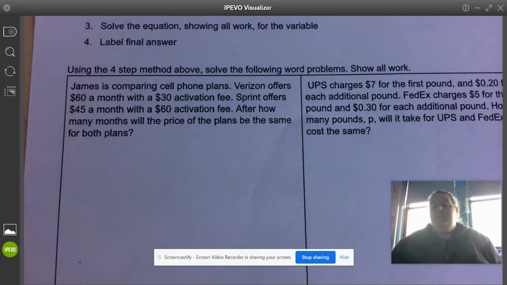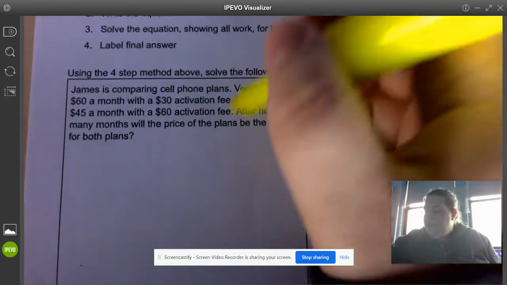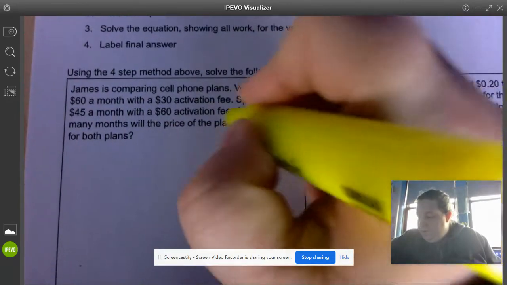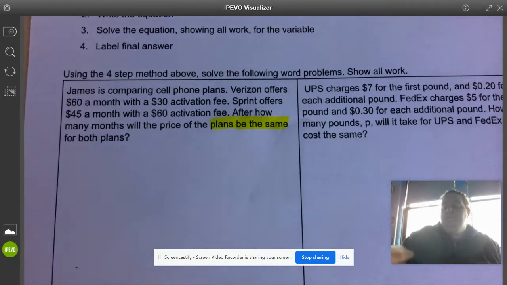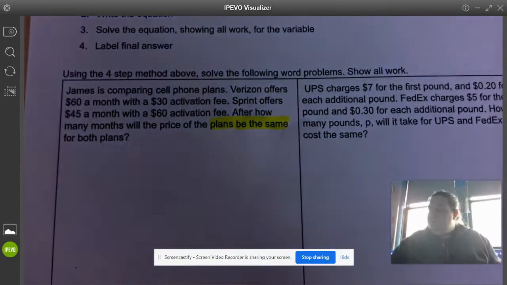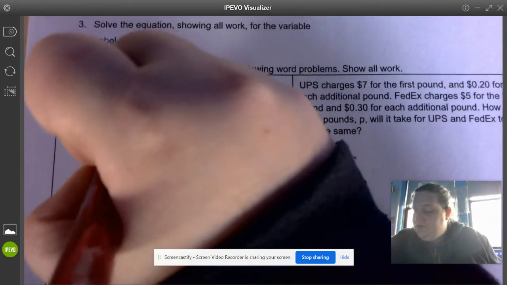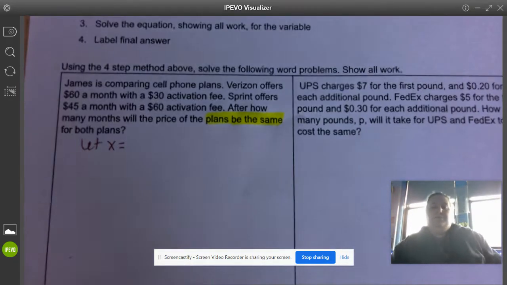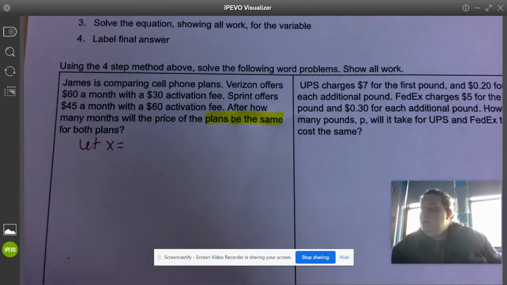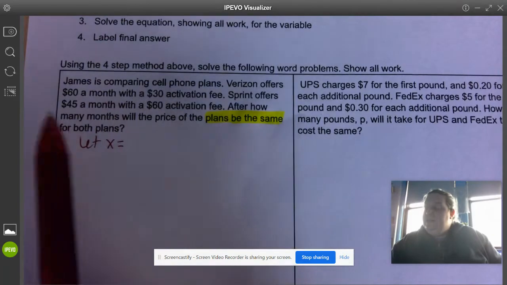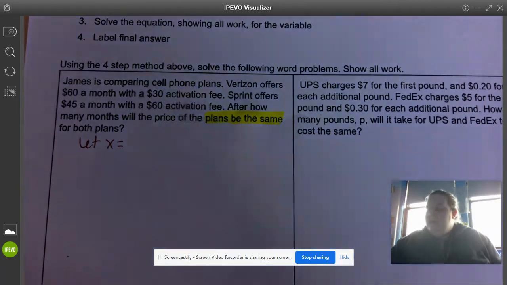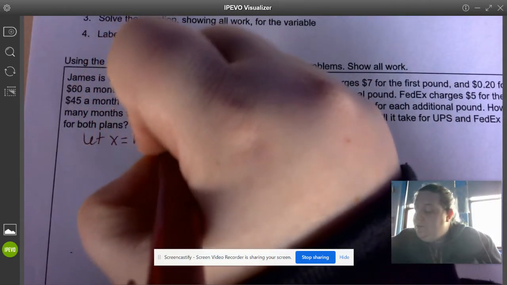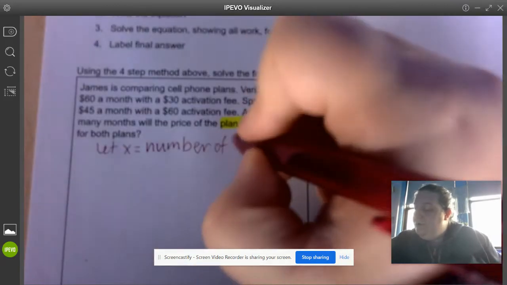So I know that this is going to be variables on both sides because I'm going to see words like be the same or be equal. So when are the plans going to be the same? Let's start by figuring out the variable. I always use X for a variable. You can use whatever letter you want, but I just like to stick with X. Going back to the last sentence, after how many months will the price of the plans be the same? So we're looking at number of months. Your question's going to tell you what you're solving for, what your unknown is.